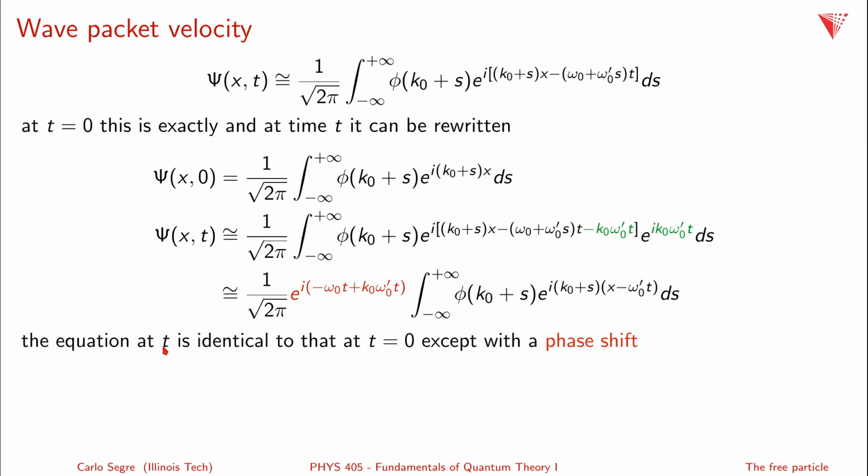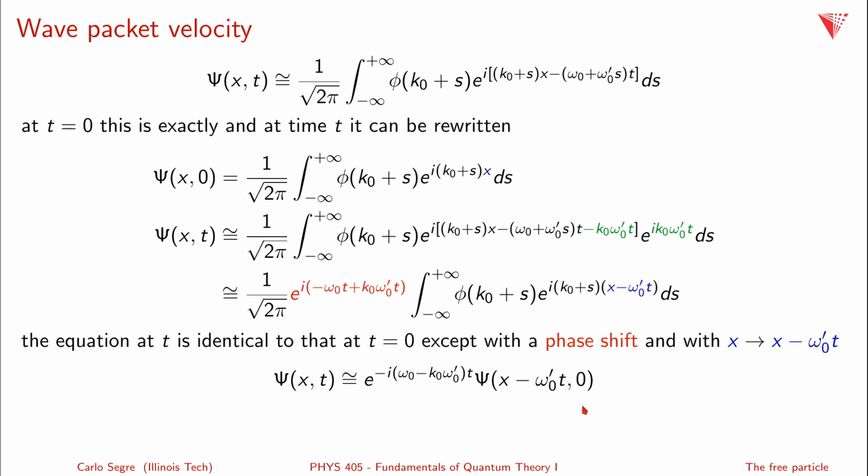So this equation at time t is identical to the one at time equals 0. So if you look at this and compare this one and this one, it's identical to that, except with a phase shift, and the phase shift is here. These all just depend on time, and with x here replaced by x minus omega prime sub 0 t.